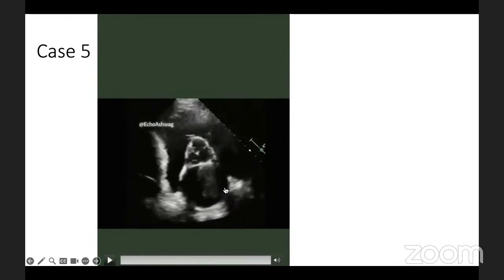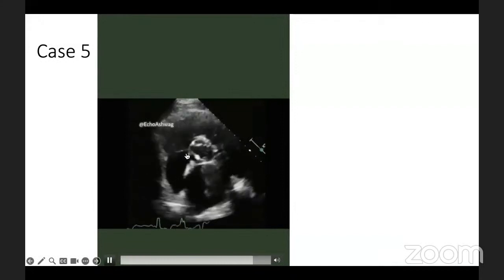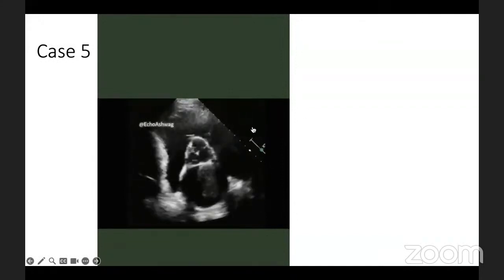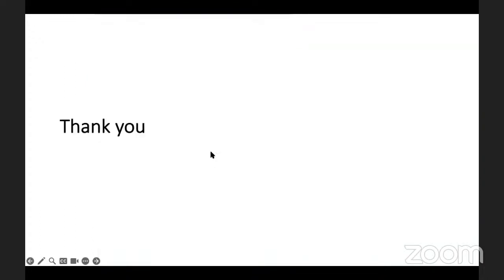So I just put it because I have this case. I don't know exactly what the presentation of the patient was, but I want you guys to be used to different echo views, right? So this is the view. Here's the RVOT. This is the right atrium. The tricuspid valve is opening to the RVOT. This is the pulmonary artery. And this is the left atrium. And here is the mass. Okay? That's it. Thank you very much.